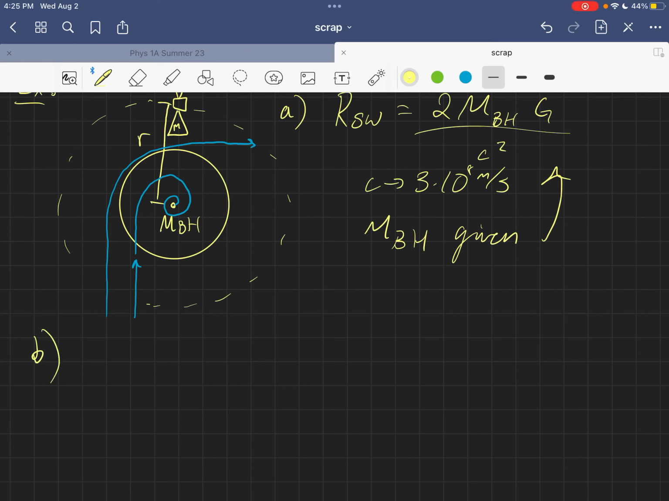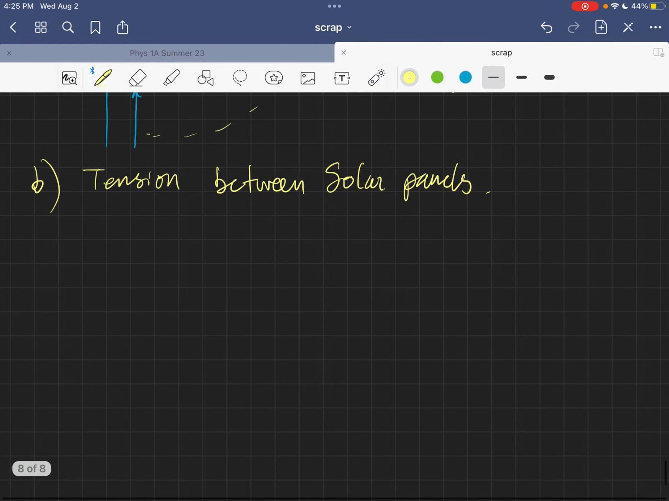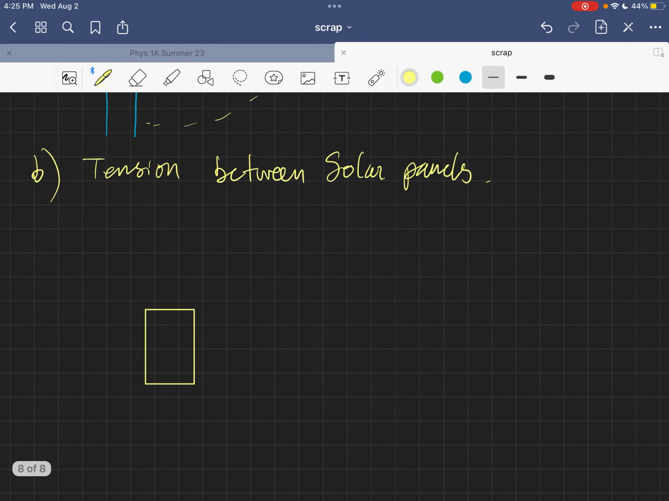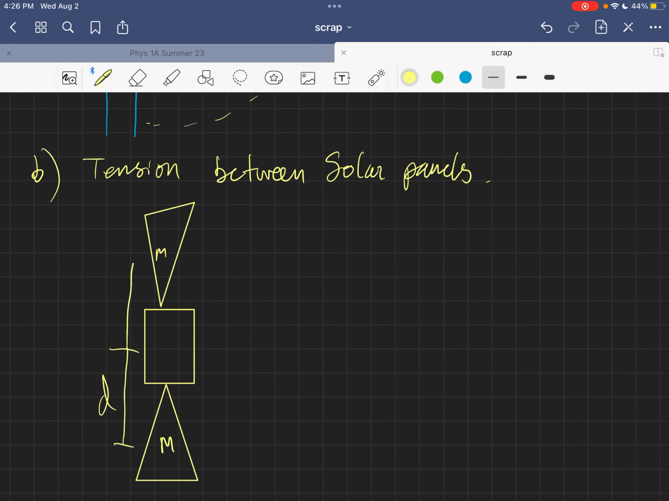Part B is a little more complicated. It wants you to find the tension between the solar panels. So to do that, we need to look more closely at our little satellite here. And we're going to imagine these solar panels are point masses and that they are both a distance d from the center of the satellite. I think in the problem it's 1 meter.